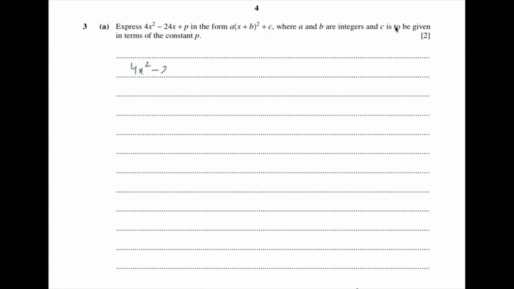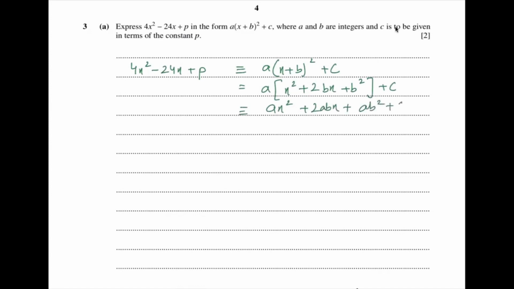So 4x² − 24x + p is the same as a(x + b)² + c. You can expand the right hand side: a times (x² + 2bx + b²) + c, which is ax² + 2abx + ab² + c.